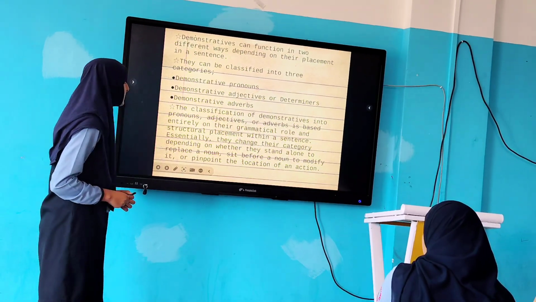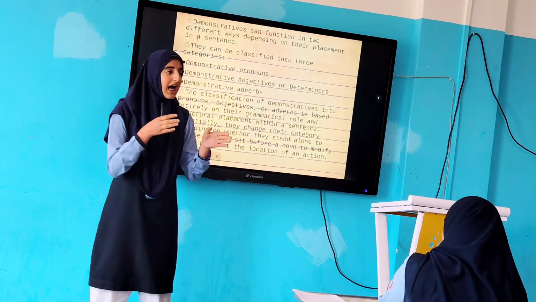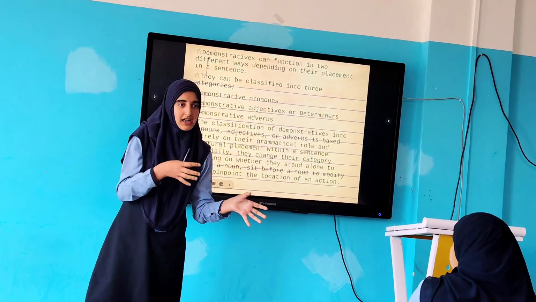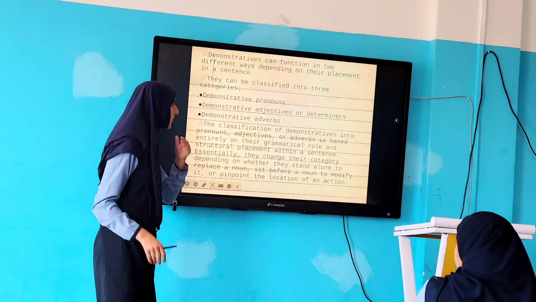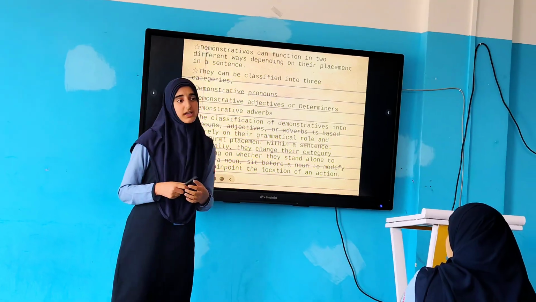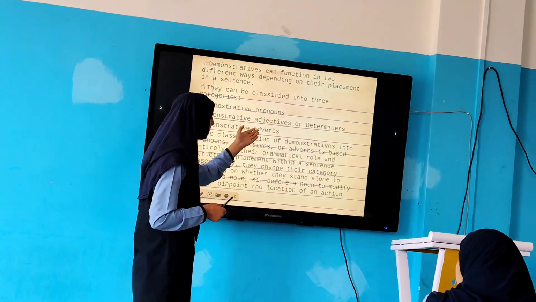And the demonstratives have a lot of functions, but they can function in two main ways: as a subject and as an object. And they can be classified into two categories: demonstrative pronouns and demonstrative adjectives or determiners.